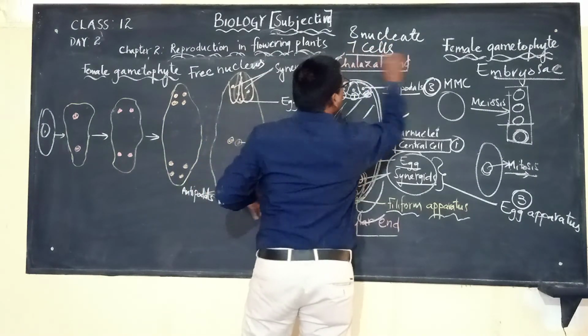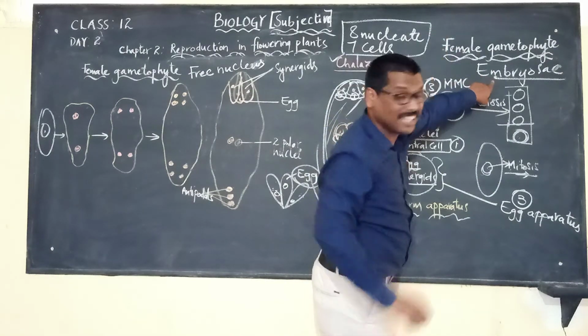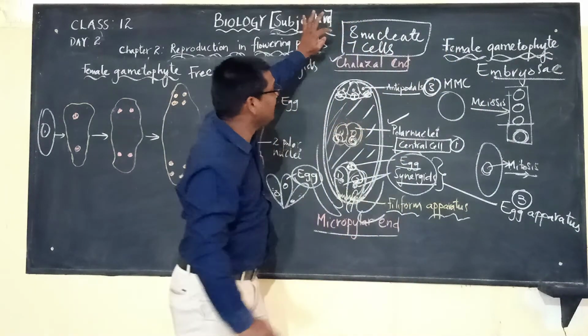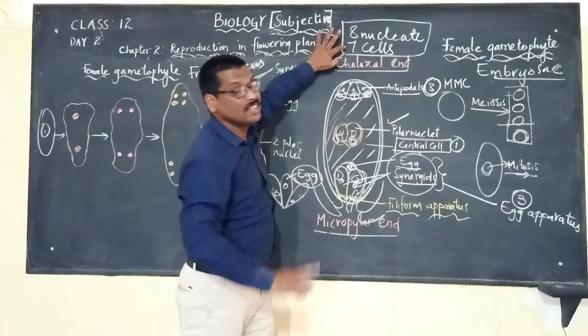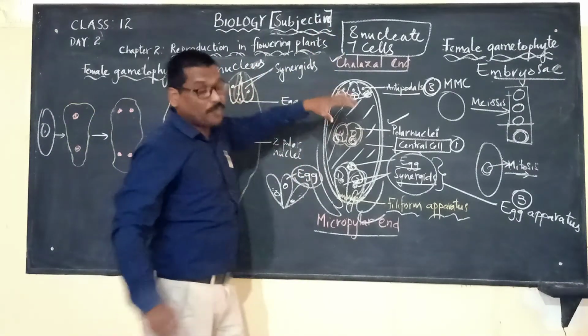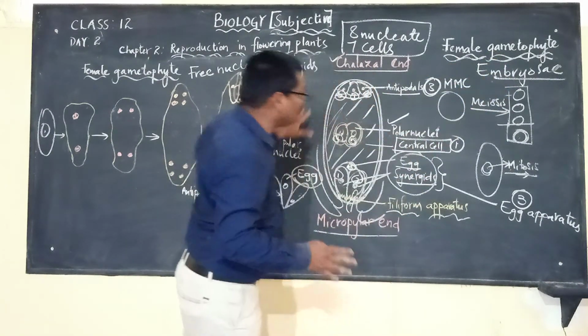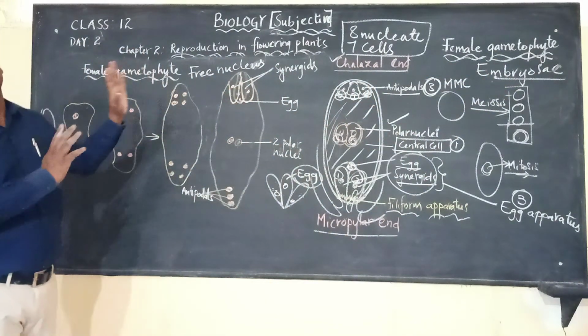This is very, very important. So a female gametophyte, which is called the embryo sac, will have 8 nuclei and 7 cells. This is how the process of formation of the female gametophyte takes place, and the distribution of the nuclei takes place.